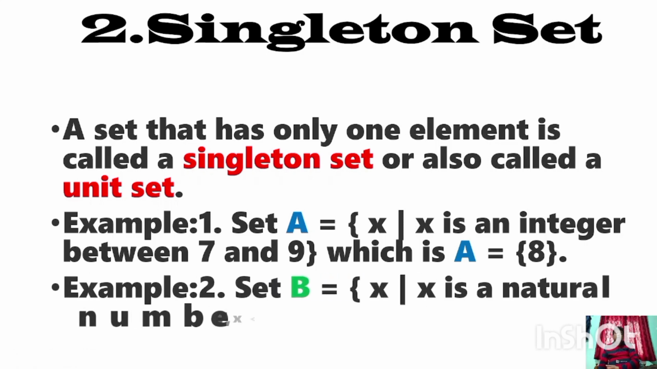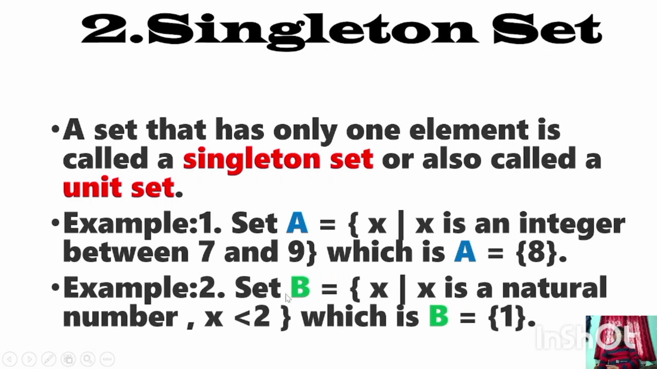Since the set A has only one element. Similarly, the set B, x such that x is a natural number and x is less than 2. What is the natural number less than 2? If you write in the roster method, the set B is equal to one element. The element is 1. So the set B has only one element. So both sets are singleton sets, because the set B has only one element and the set A has only one element. Very simple concept.